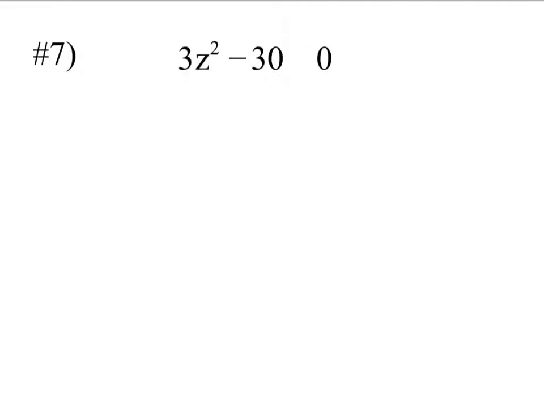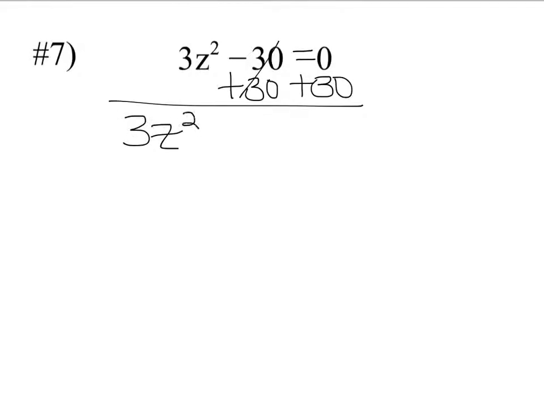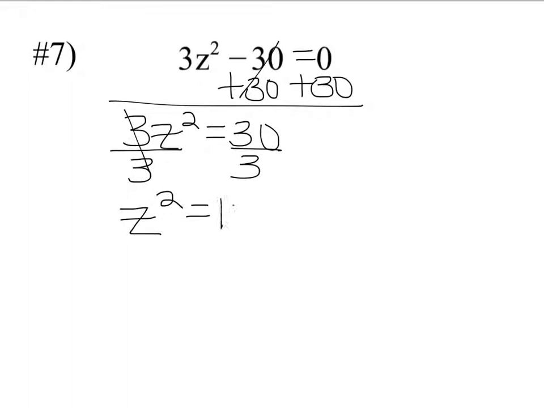Alright, number 7 says 3z squared minus 30 is equal to 0. In order to get the z squared by itself, I'm going to add 30 to both sides. That's going to leave you 3z squared is equal to 30. We want to get z squared by itself, so I'm going to divide both sides by 3, which is going to leave me z squared is equal to 10. I want to get rid of the squared, so I'm going to square root both sides. The square root and the square cancel, leaving you z is equal to the square root of 10.